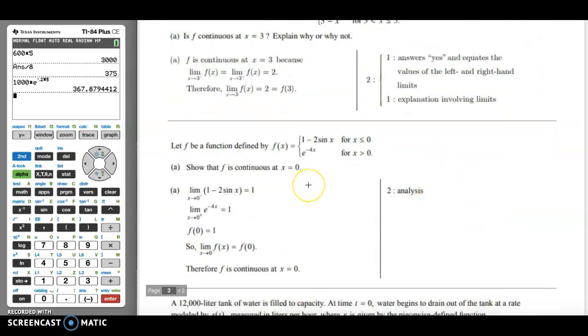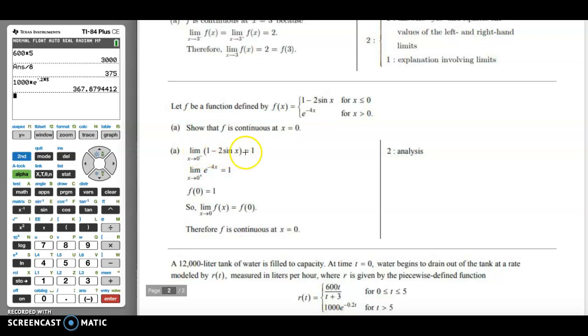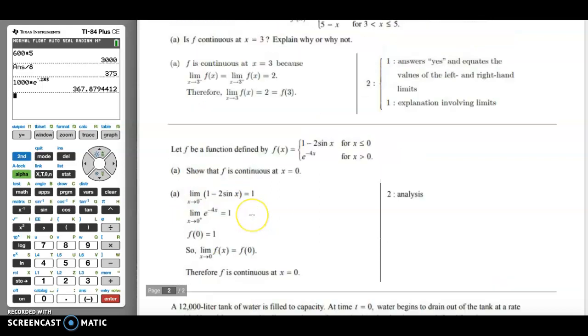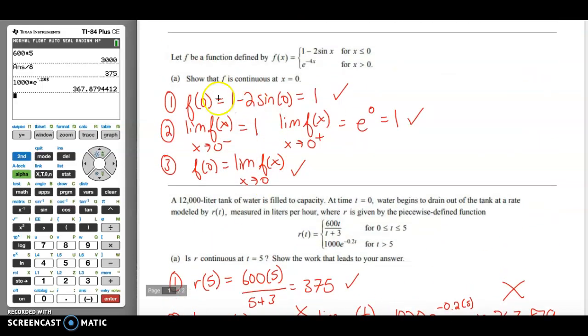For the second piece, our left-hand limit equaled 1, our right-hand limit equaled 1, and the value equaled 1. So my general limit equaled my value at 0, so I get 2 points for my analysis. Your analysis has to include left-hand and right-hand limits, and then show your general limit equals your actual function value. We got that because I did f of 0, my left-hand limit, my right-hand limit, and then showed that they were equal.